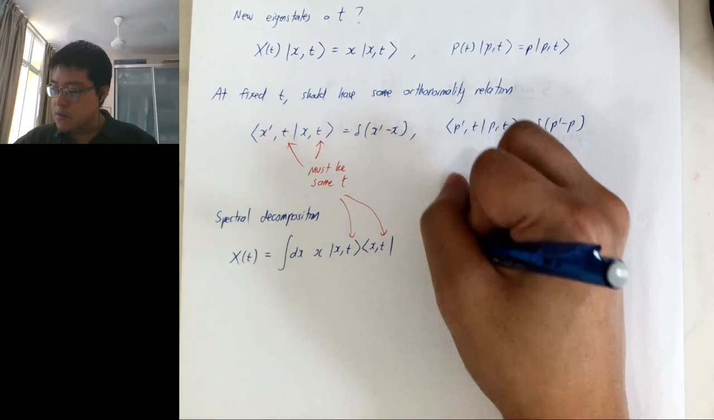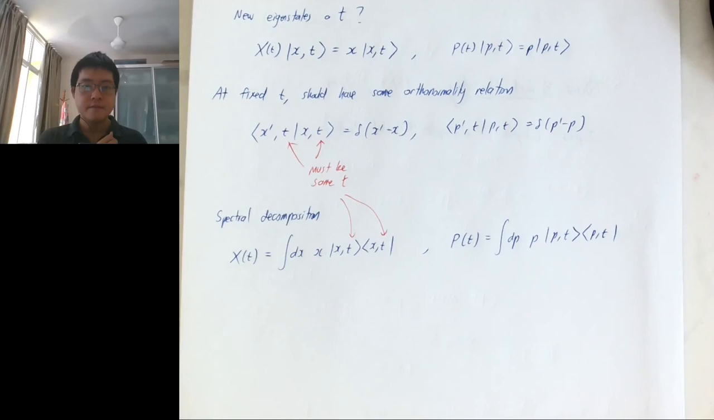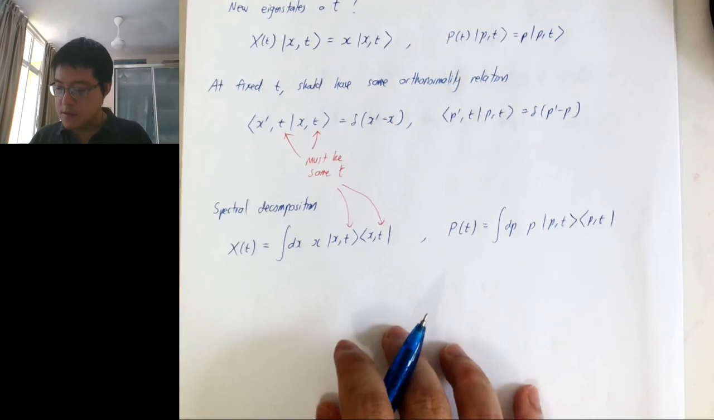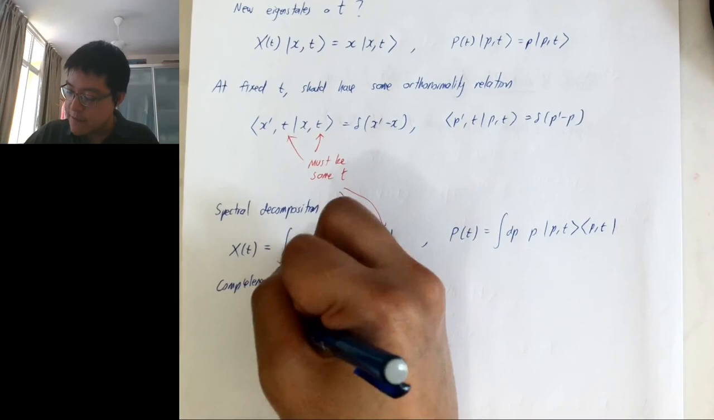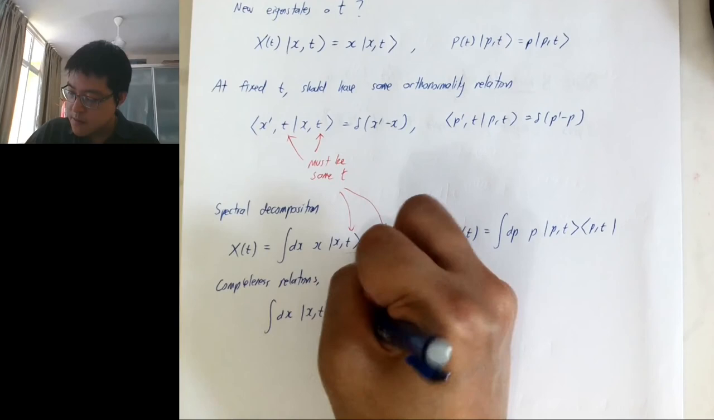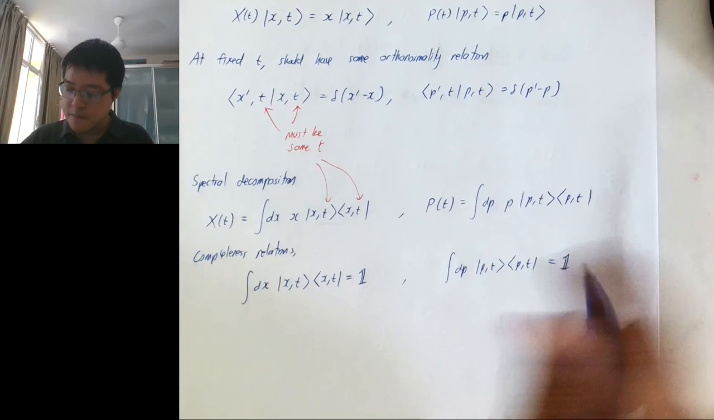Okay, so same story for my momentum. At a fixed time, I can do a spectral decomposition over the eigenvalues pt. Then we should also have the completeness relation. So if I without the eigenvalue just do the ket bra, it should be 1, right? And the same thing over here, should also be 1.